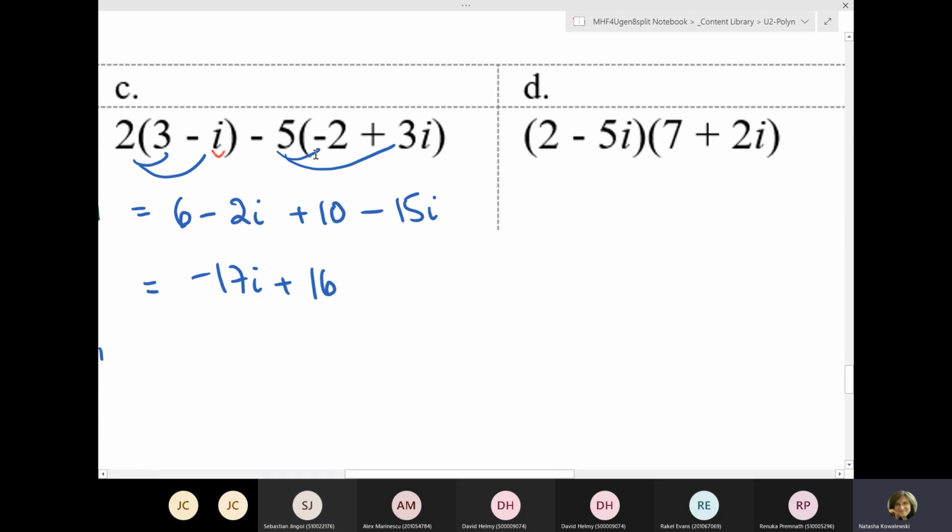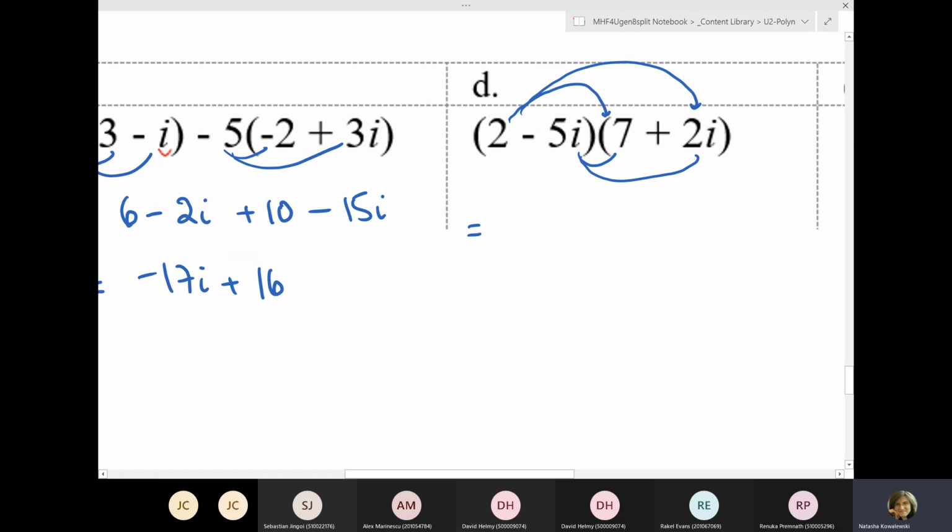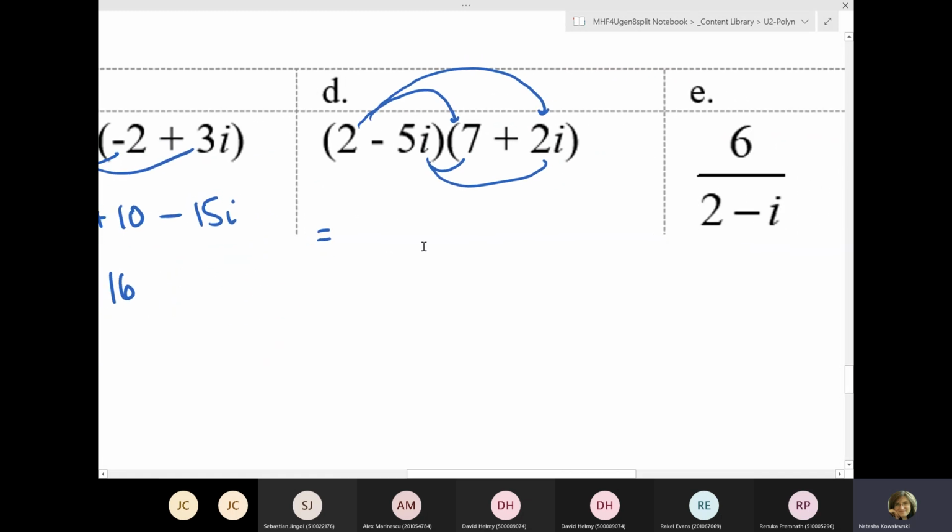So same thing with adding and subtracting. You could also have multiplication. When you're multiplying, you're going to do the FOIL like you would usually do, and then just one extra step after that. Okay, so go ahead. Tell me when you expand. 2 times 7 is 14, and 2 times, so that's plus 4i, and then minus 35i minus 10i. Oh, wait, 10i squared.